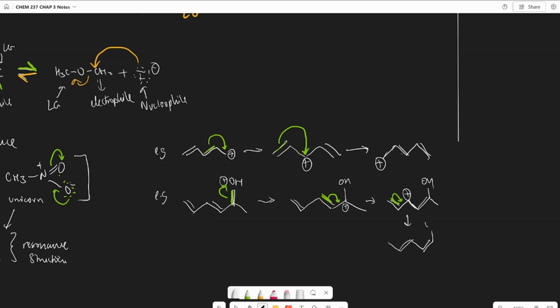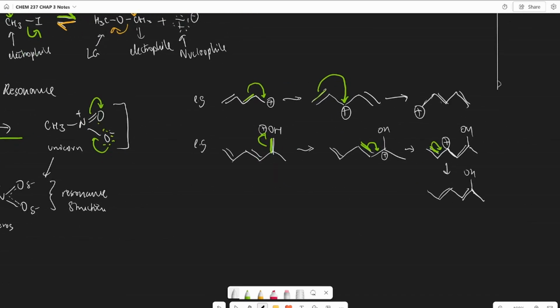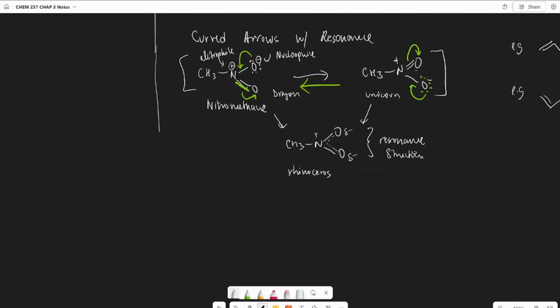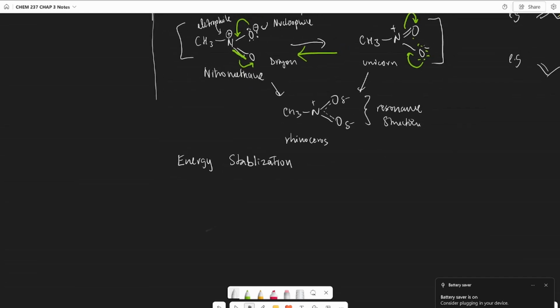So you can see how some resonance structures can change functional groups completely. You went from a ketone to an alcohol. That's also interesting with resonance structures: you can see how it can change functional groups altogether, going from a ketone to an alcohol, with the arrow pushing mechanism. With this comes energy stabilization, important stuff, going back to the rhinoceros and dragon form, as we talked about earlier.